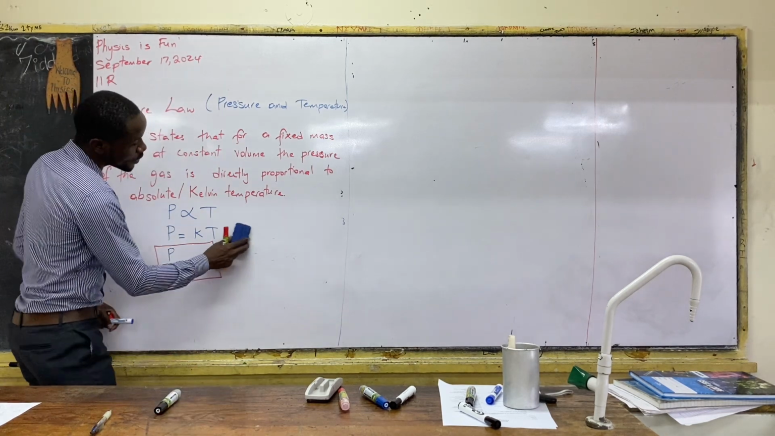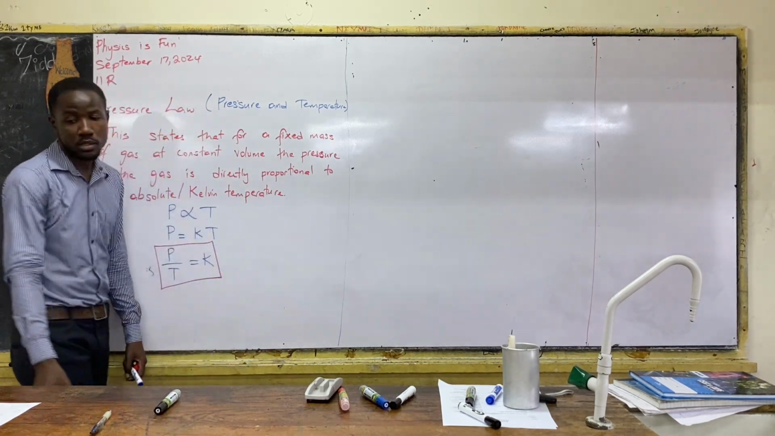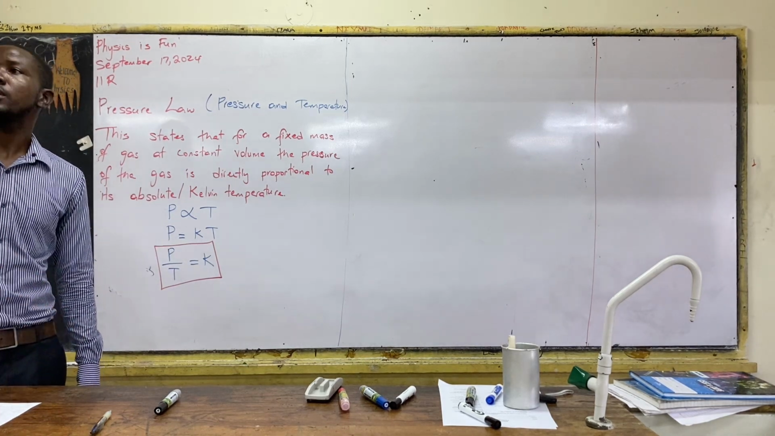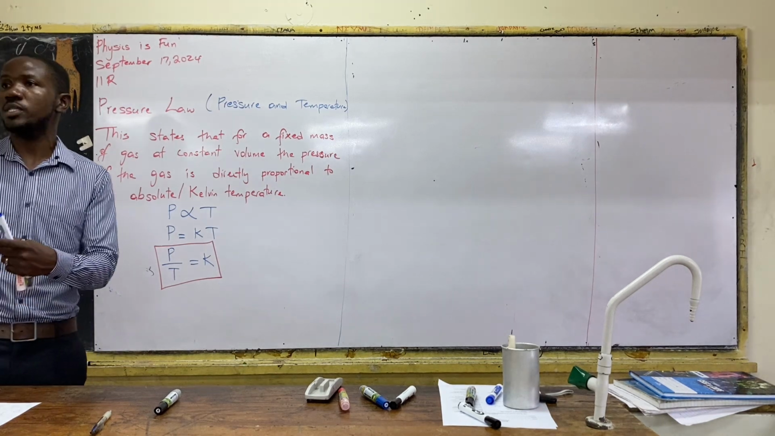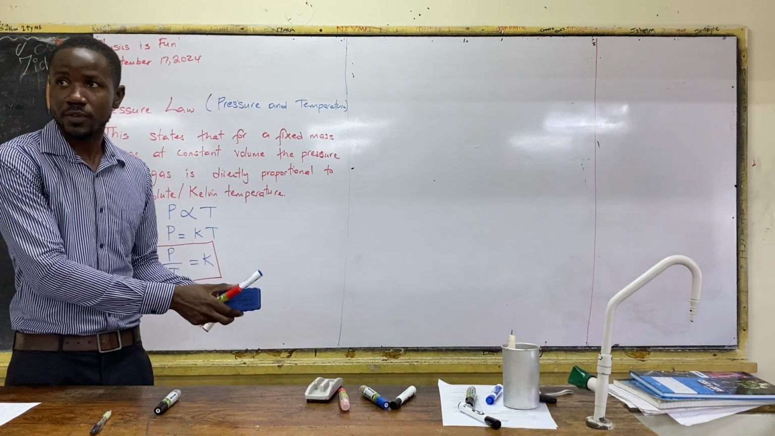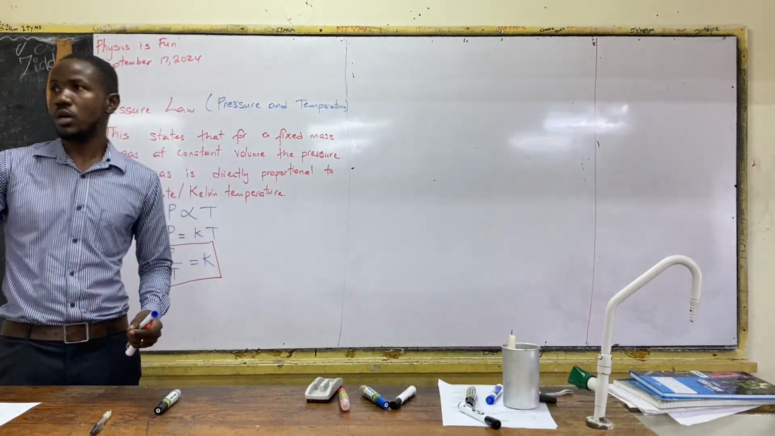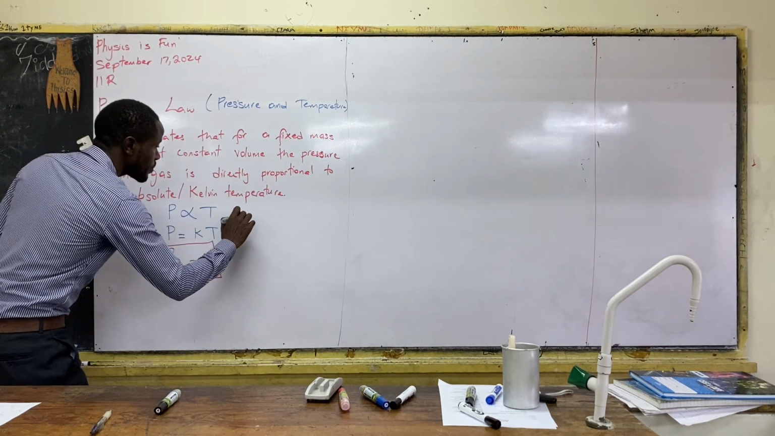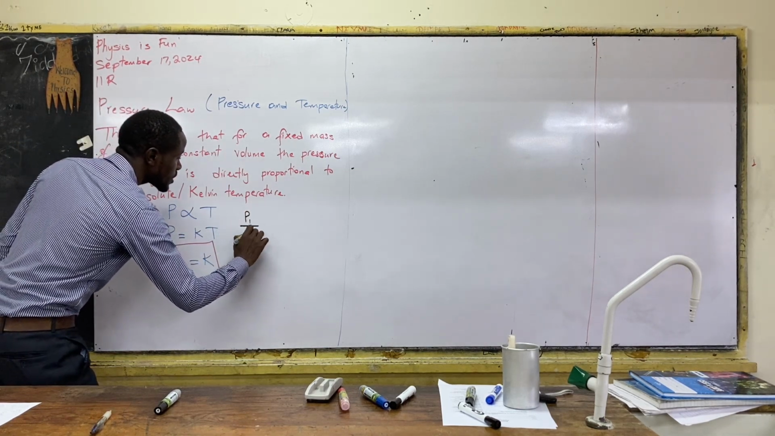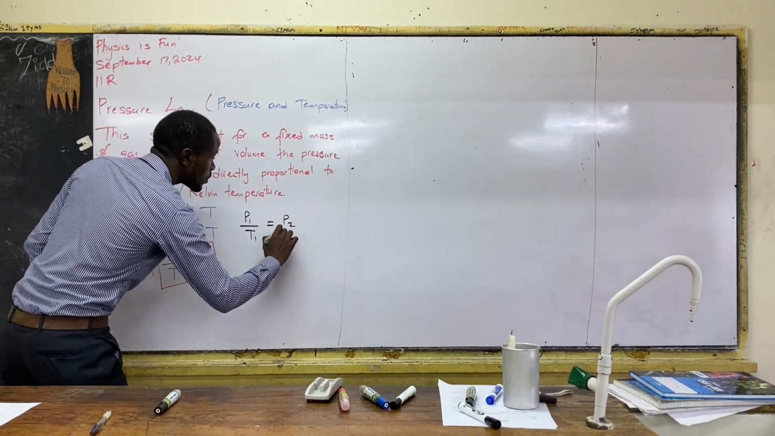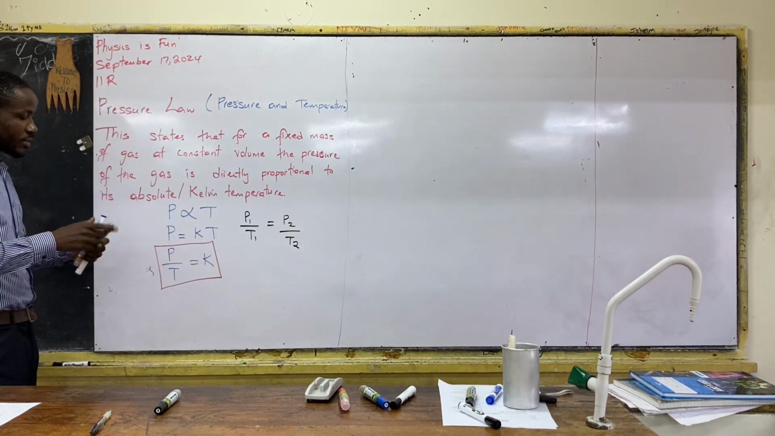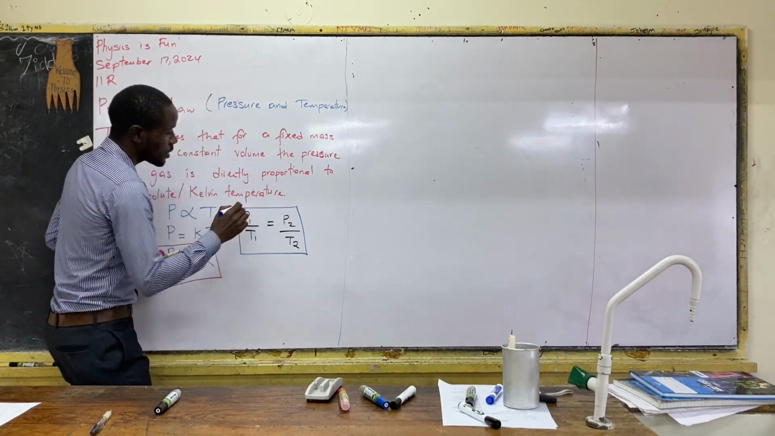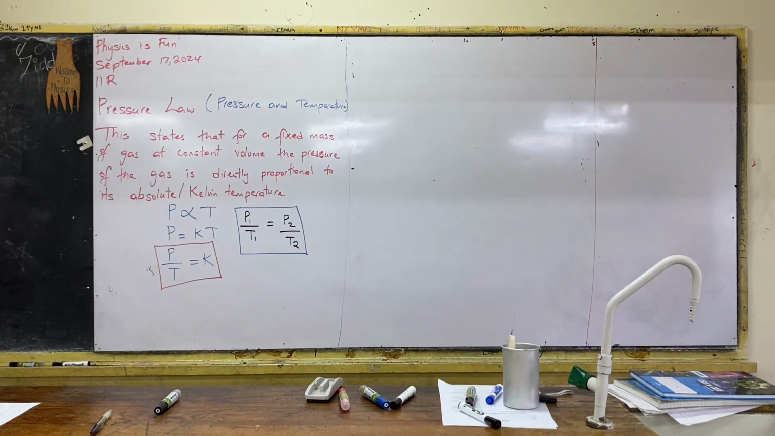And again, always remember, once you're talking about gas laws, make sure the temperature is in Kelvin. If it's not in Kelvin, convert it, right? Because if you do the calculation with the temperature in some other unit, you're going to get a wrong answer. So with that being said, now we can write P1 over T1 is equal to P2 over T2. So this is what we're going to be using to do calculations.